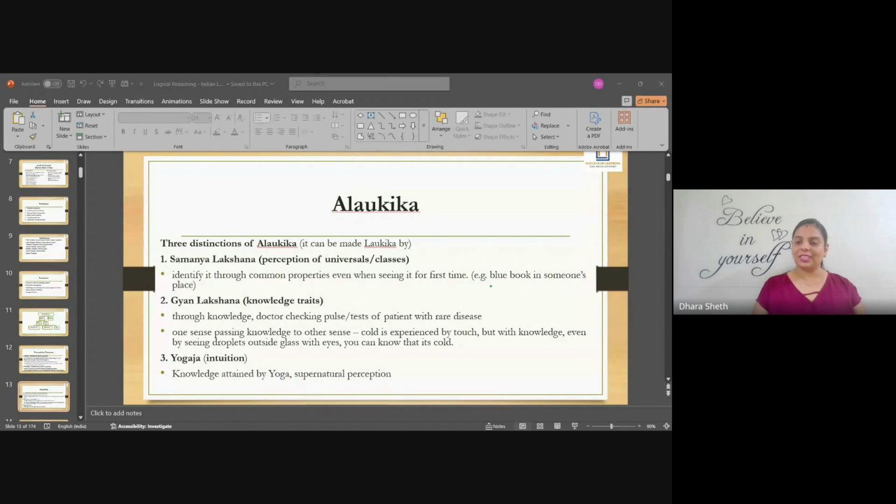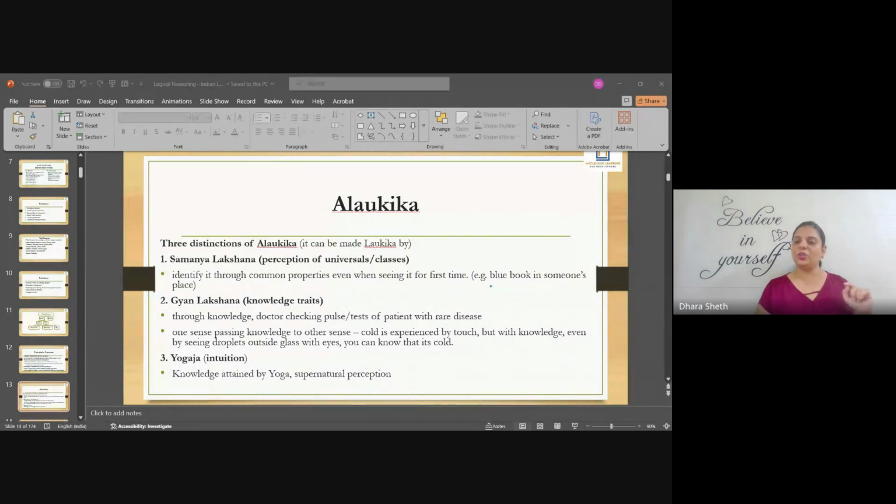Gyan lakshan is when you have deep knowledge about something, although you have not experienced it. For example, a doctor is checking the pulse of a patient, or a doctor is checking the reports of a patient and says that they probably have a tumor somewhere in whatever is shown, let's say in the liver, or let's say in the brain. Brain tumor is the most common one when it comes to movies. So let's take brain tumor for now. So the doctor sees the picture and says that this is brain tumor.